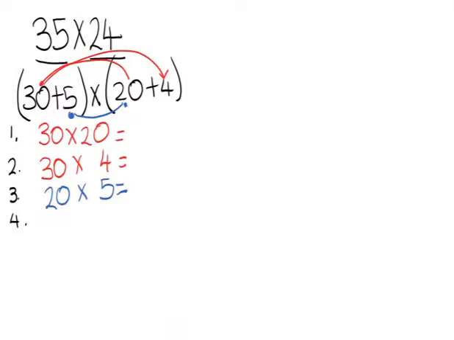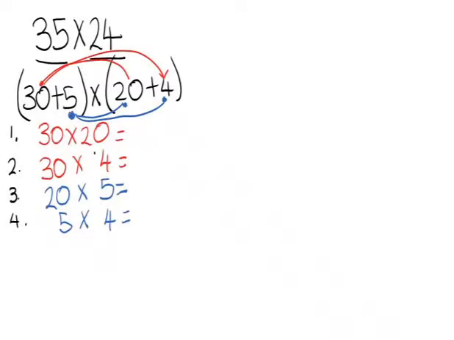And lastly, we take the 5 and this time we're going to multiply it with the second number in the second bracket, which is 5 times 4. And that is written as sum number 4. Okay. Right, now to get started with the answers.